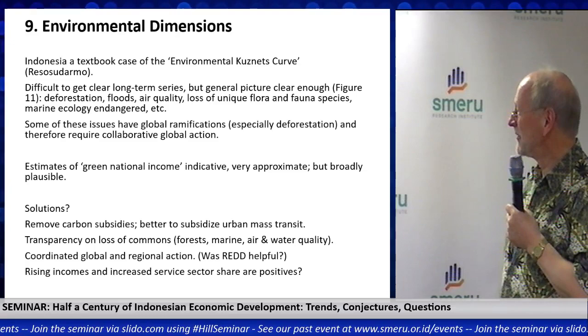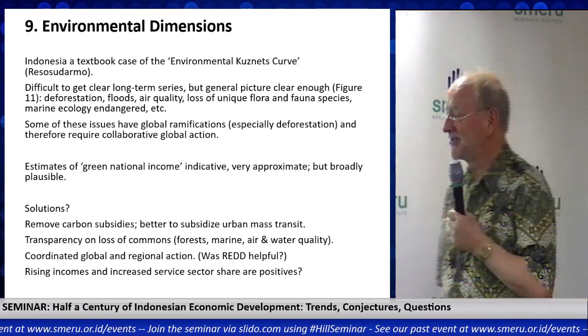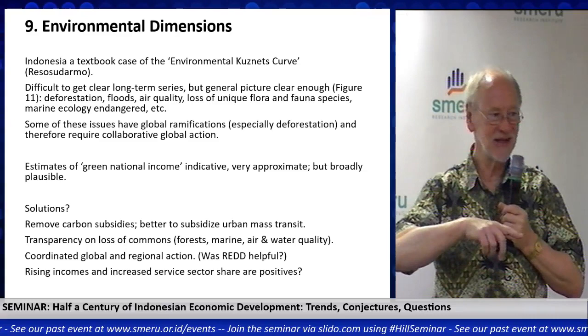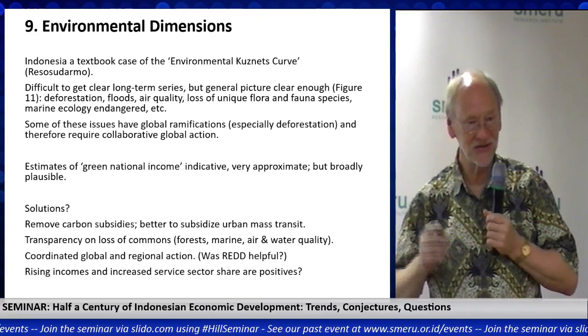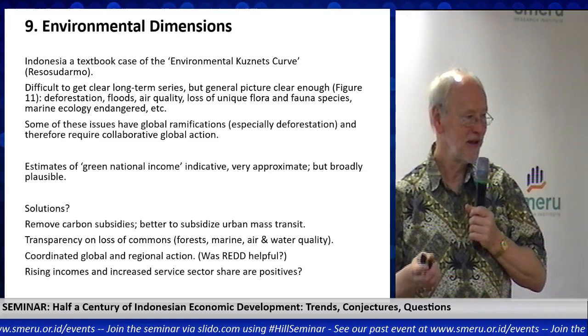Another one is environment. So here I'm relying on my boss at ANU, Pak Budi Resosudarmo. Budi and others have done a lot of work on it. And Indonesia, clearly a case of the so-called environmental Kuznets curve. Remember, Kuznets curve was about inequality, said U-shaped inequality, that is, inequality rises and then declines. In fact, now shown probably not correct because countries are now rising again in many cases. But the environmental Kuznets curve is a very popular concept, and that is basically saying countries' environment deteriorates up to a certain point, and then it begins to improve.